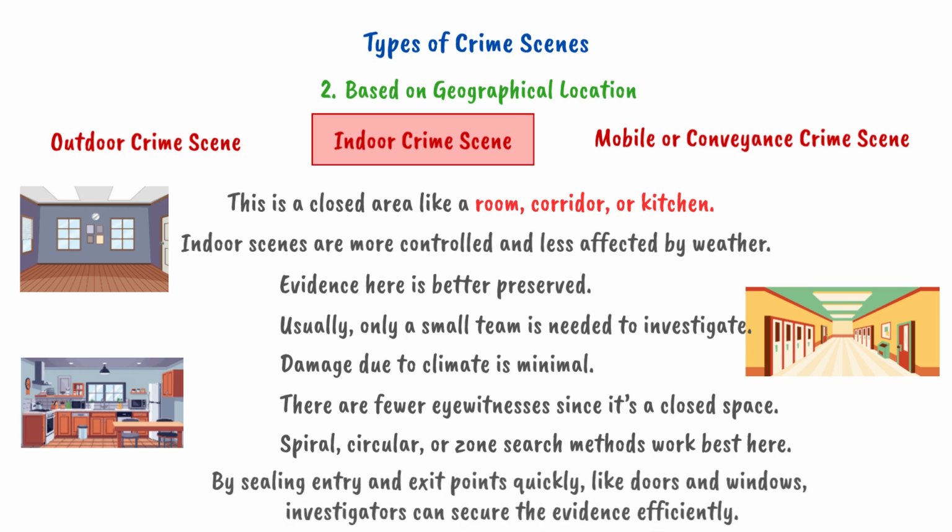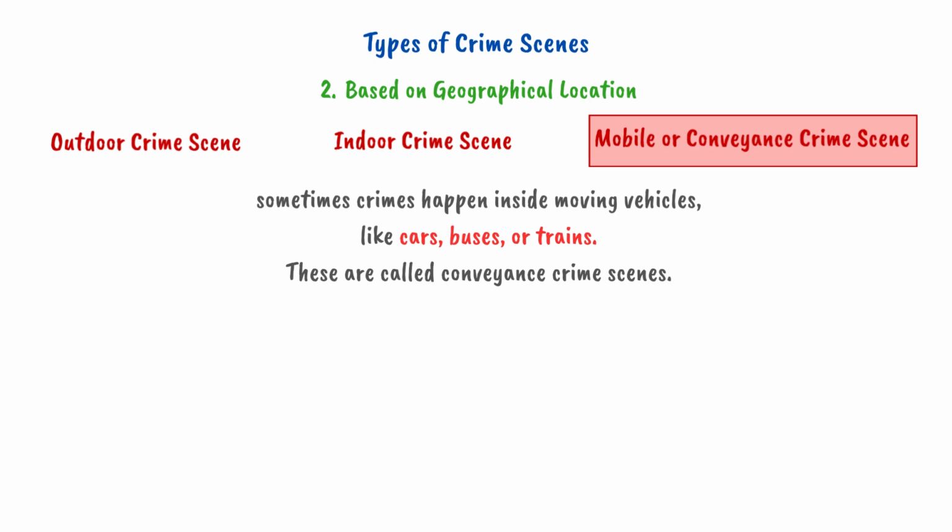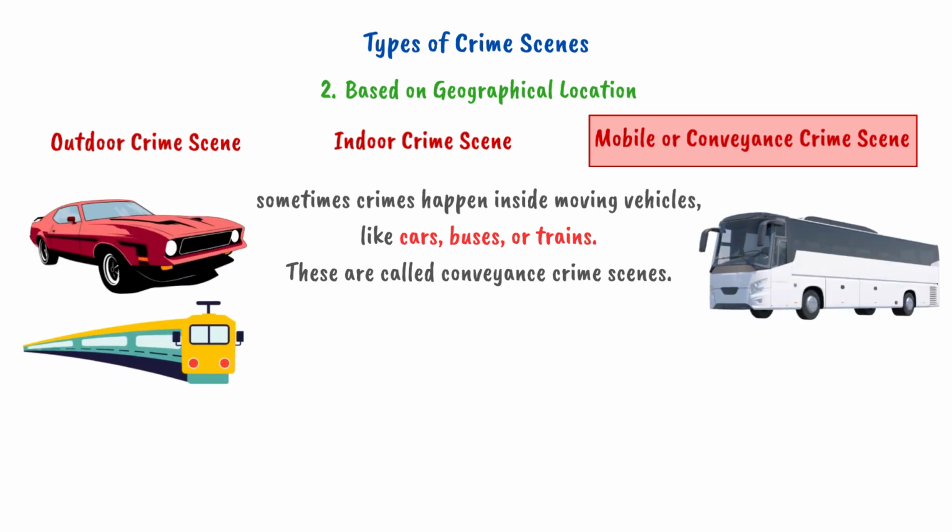By sealing entry and exit points quickly, like doors and windows, investigators can secure the evidence efficiently. Mobile or conveyance crime scenes. Now, sometimes crime happens inside moving vehicles like cars, buses, or trains. These are called conveyance crime scenes.